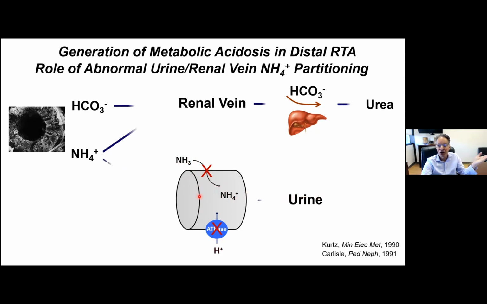And where does that ammonia go? Well, in a certain sense, the kidney only has one other exit route, and that's to go into the renal vein. So the problem with distal RTA is the kidney is making a lot more ammonia because it recognizes that it needs more bicarbonate to match the metabolic acidosis being created. But it doesn't go into the urine, and so the excess ammonia goes into the renal vein and gets consumed in the formation of urea. So we're using up a lot more systemic bicarbonate than we should be in the formation of urea.